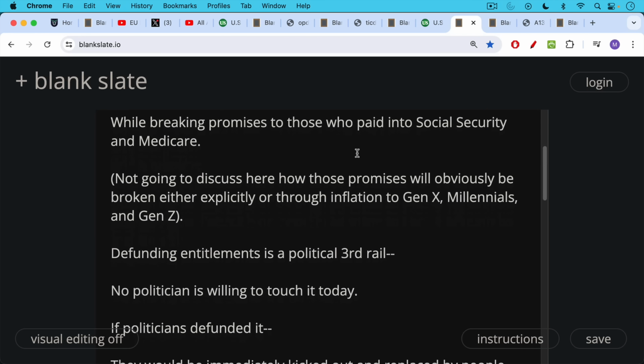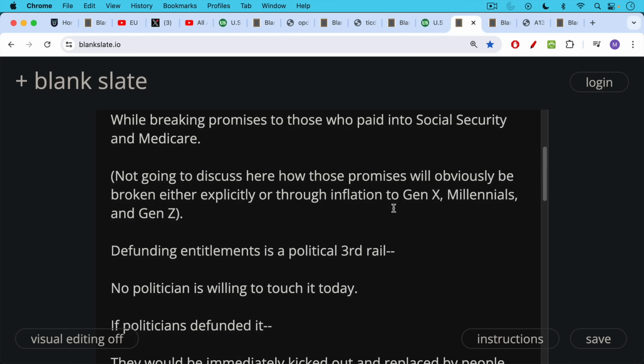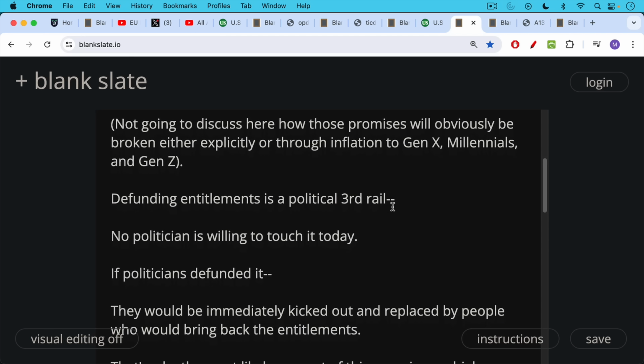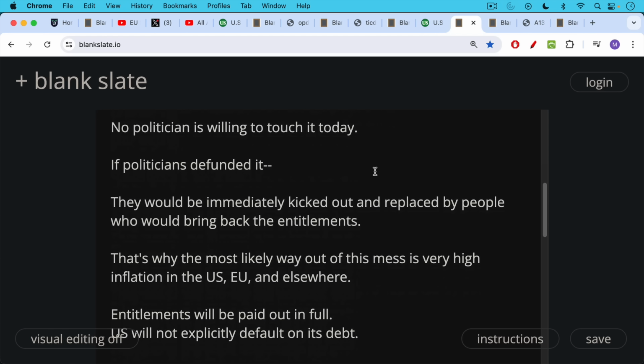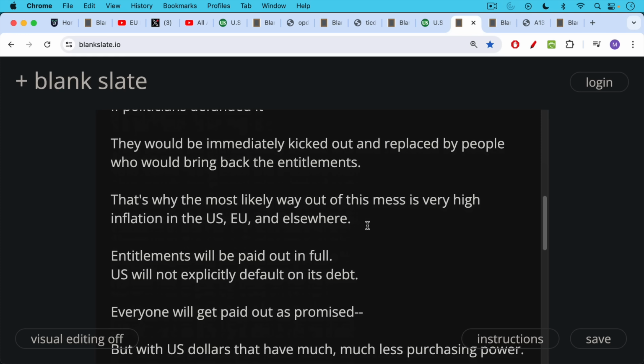Now, defunding these entitlements is a political third rail, as you can imagine. No politician is willing to touch it today. If politicians got together and decided to defund Social Security and Medicare, they'd be immediately kicked out by voters and replaced by people who would bring back those same entitlements. That's why the most likely way out of this mess is very high inflation in the US, the EU, and elsewhere. These entitlements will be paid out in full, the total nominal amount.